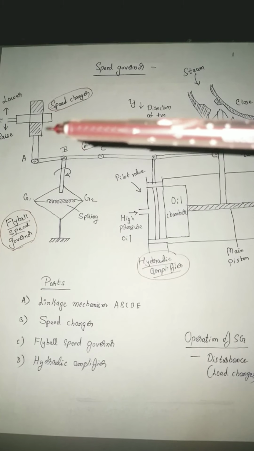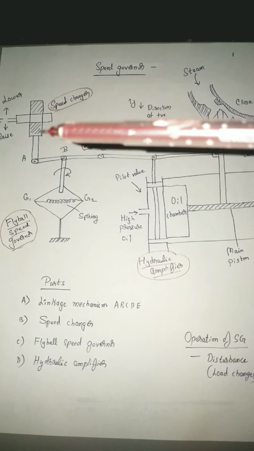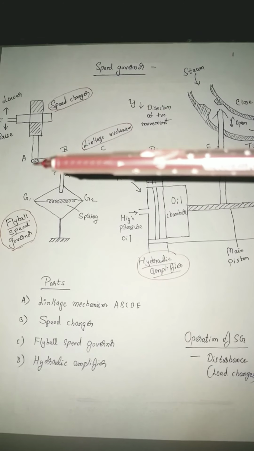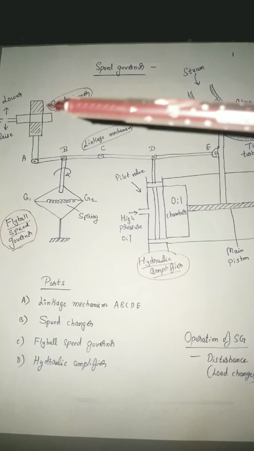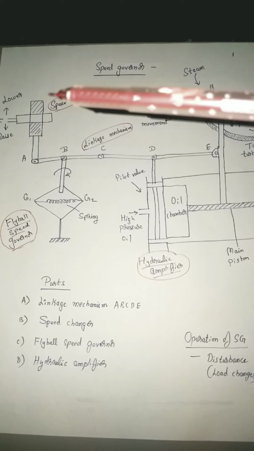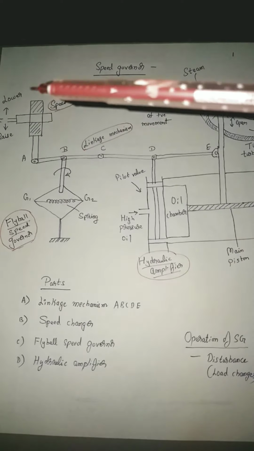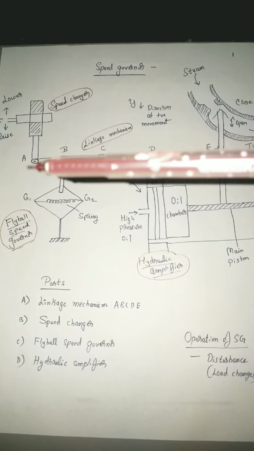And obviously, whenever the slider moves upwards or downwards, since it is mechanically linked, linkage A also will move accordingly, upwards and downwards. So this is it with speed changer. Ultimately, you should know that whenever the speed has to be reduced, slider moves upwards. Whenever the speed has to be increased, slider moves downwards.